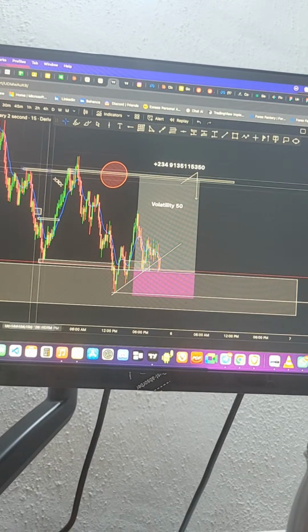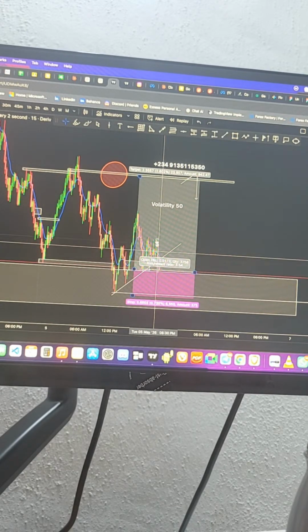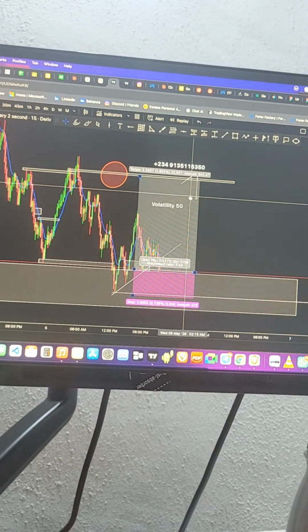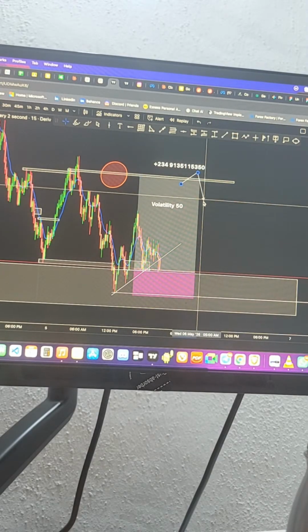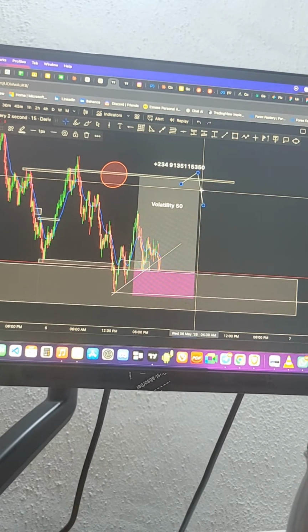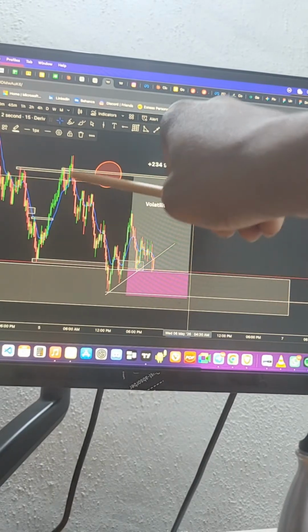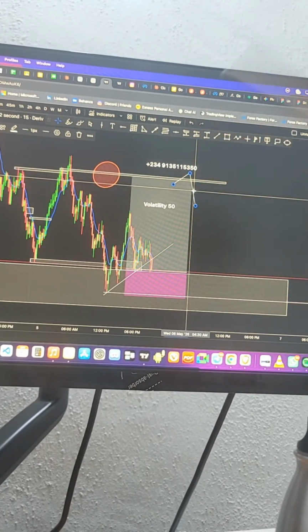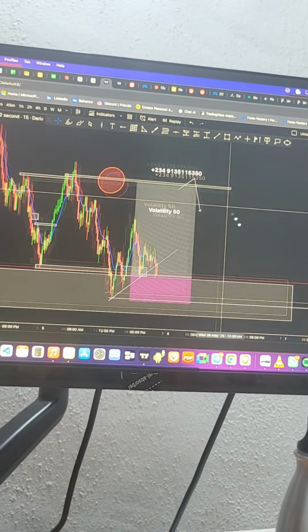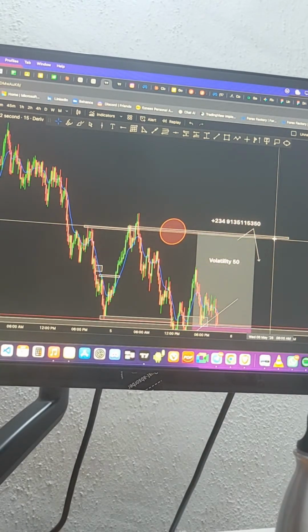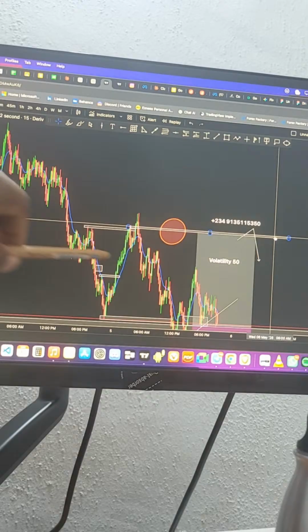So currently, this is what I'm doing. I'm trading all the way to this zone. I'll be looking for a sell opportunity around here, around this zone, so I can follow the trend, so I can align with the trend, because the trend is currently bearish. See, price is trending downward.